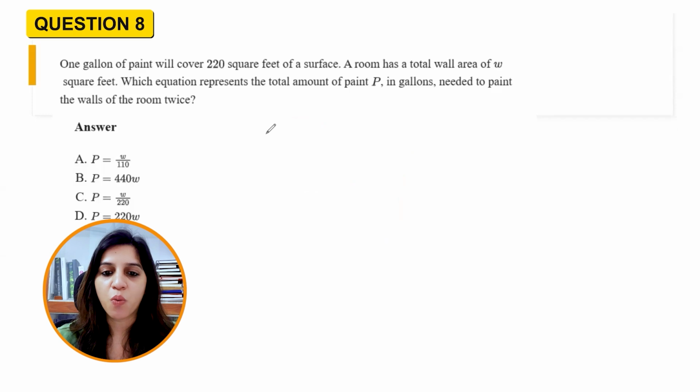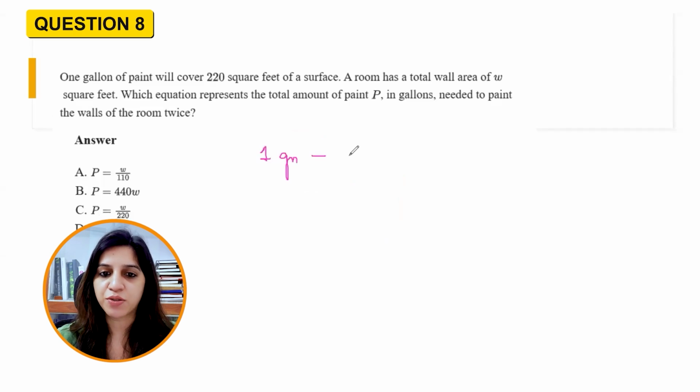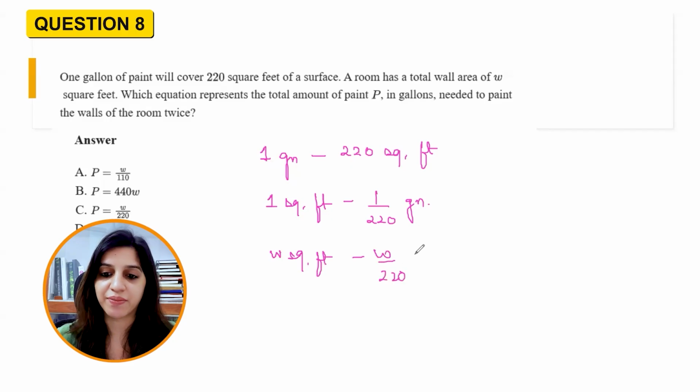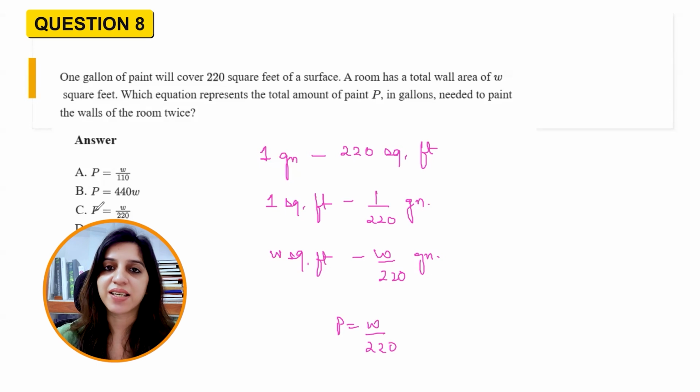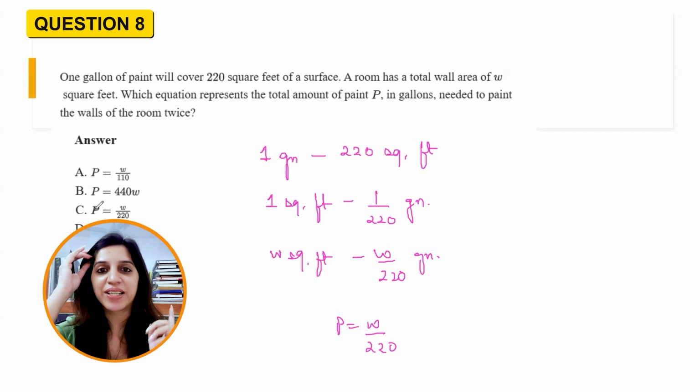What will students do? 1 gallon of paint covers 220 square feet. Okay. A room has a total wall area of W square feet, which means I need to find how much paint is needed for 1 square foot first. So they will say, okay, 1 square foot needs 1 by 220 gallon. Good enough. So far, so good. W square feet would need W by 220 gallon. Very good. Which equation represents the amount of paint for the room? Oh, very nice. P is equal to W by 220. Option C, wrong. Gone. You didn't read it properly.